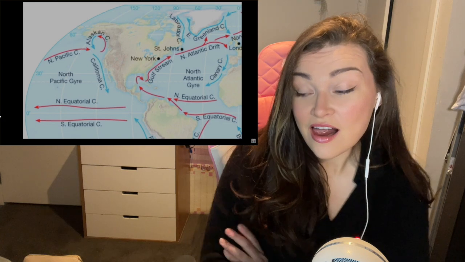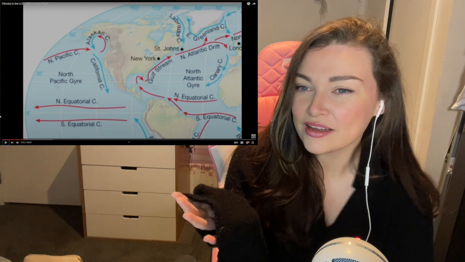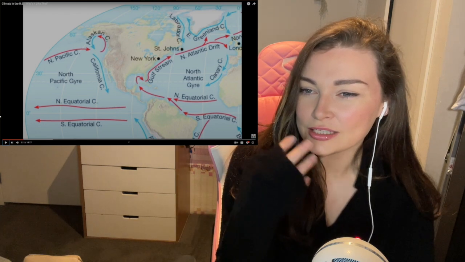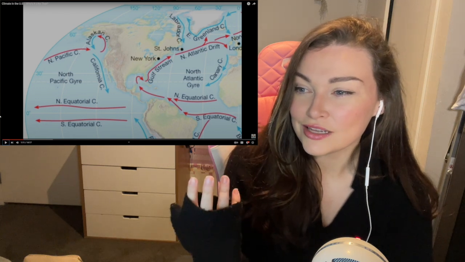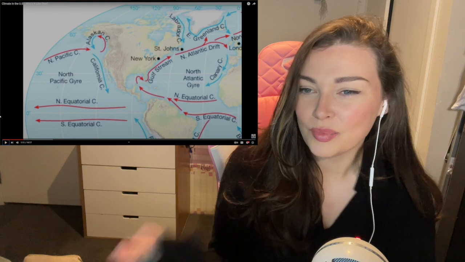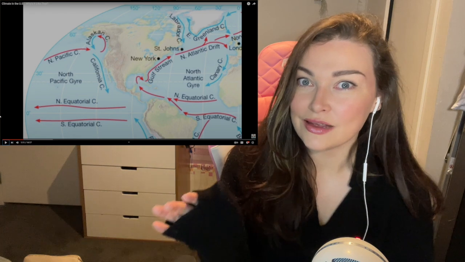That makes so much sense. I never really thought about it. I guess I never saw the significance of the ocean and the temperature of the ocean. But now that I'm seeing it on a map, it makes a lot of sense. Anyways, let's get further into it.